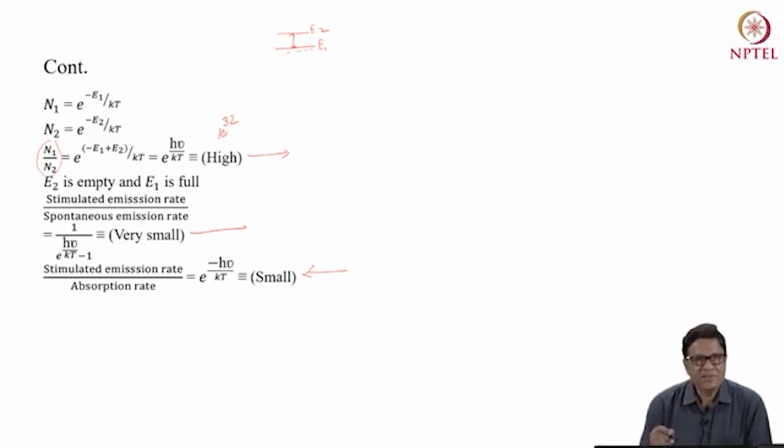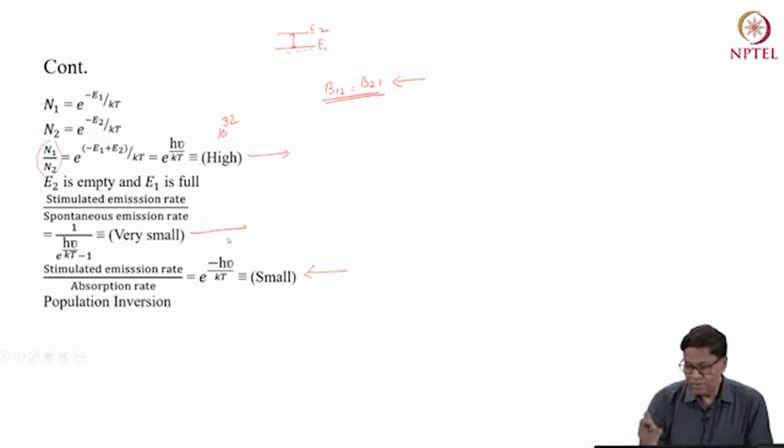So earlier when we were discussing those probabilities A12 and B12 and B21, it can also be found that B12 is actually equal to B21. Then that means the probability of stimulation and the probability of absorption, actually they are equal. But this condition is not there at the moment. We have to create this condition, right?